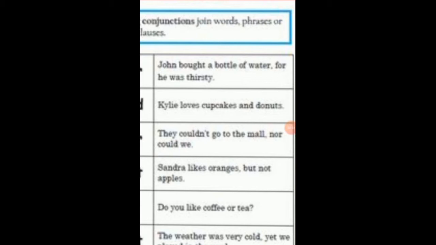The next one is he was thirsty. It is also a complete sentence and it does not need another sentence to stand. That's why we can say these two are the independent sentences, and for is a coordinating conjunction which can be used to join two independent sentences, phrases or words.